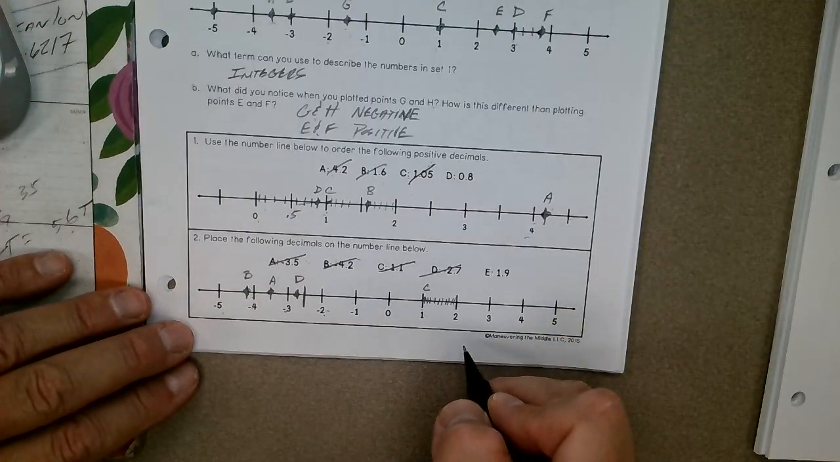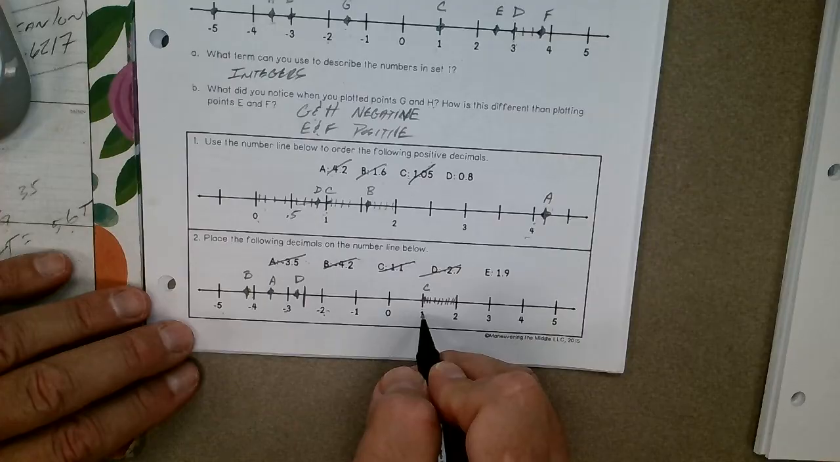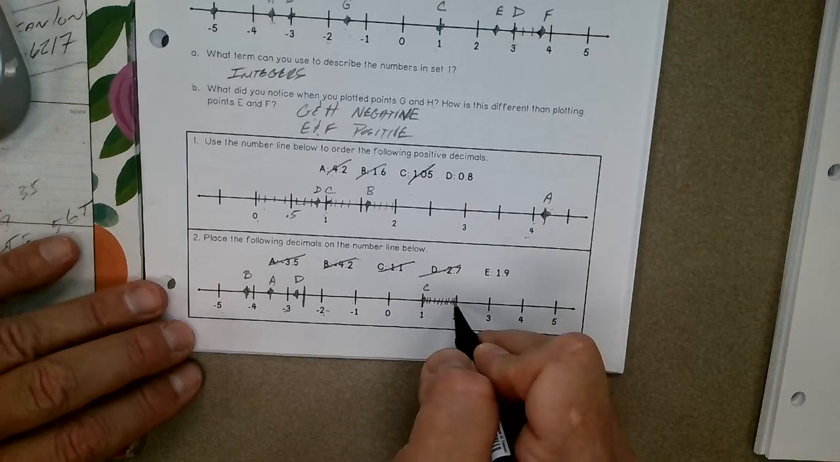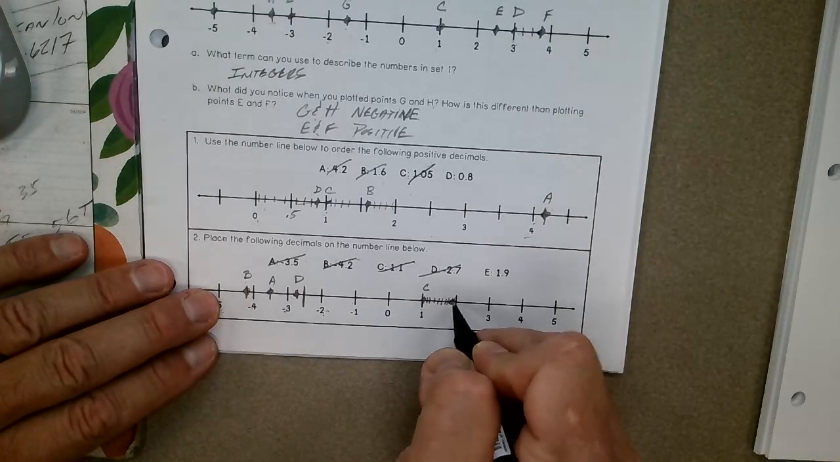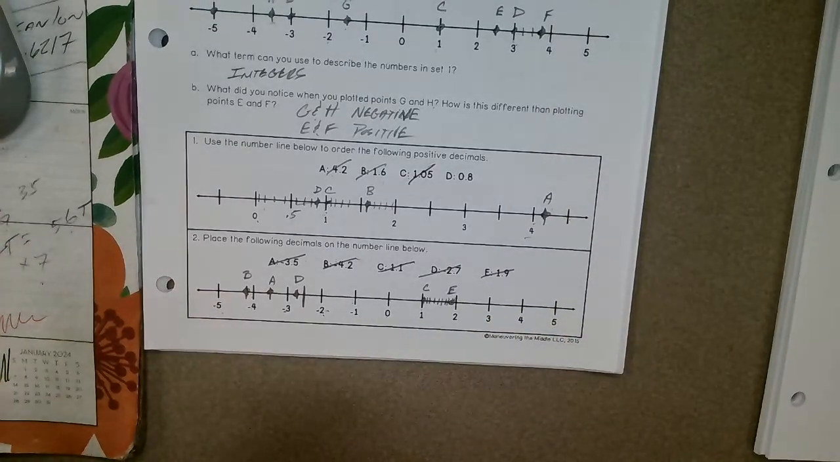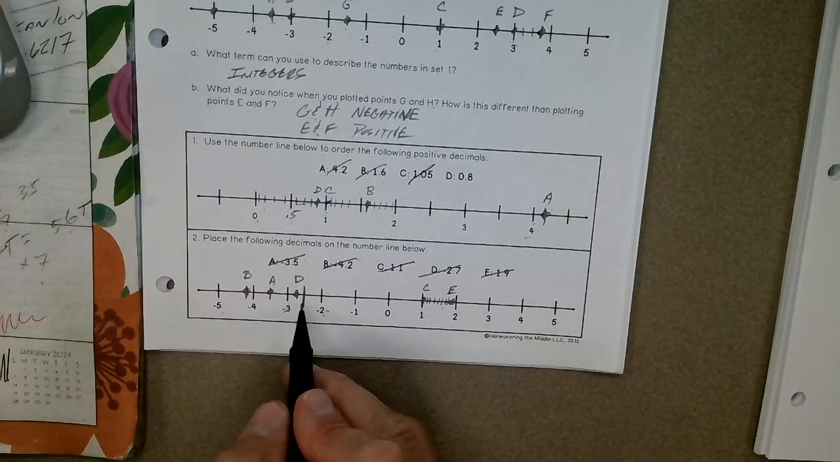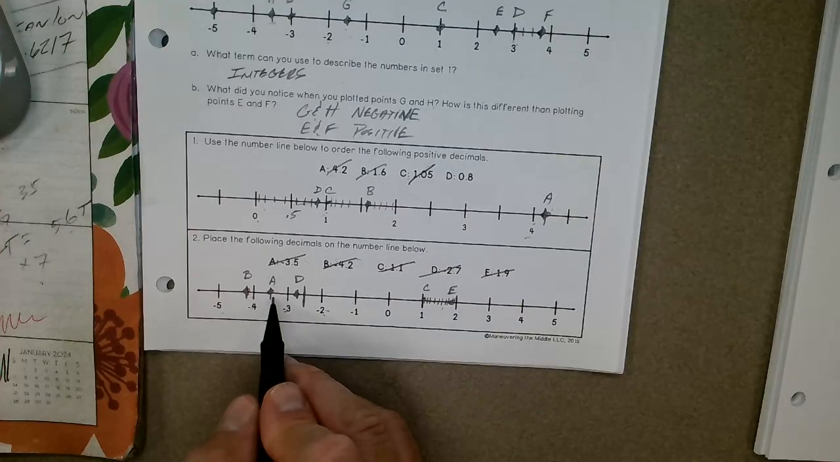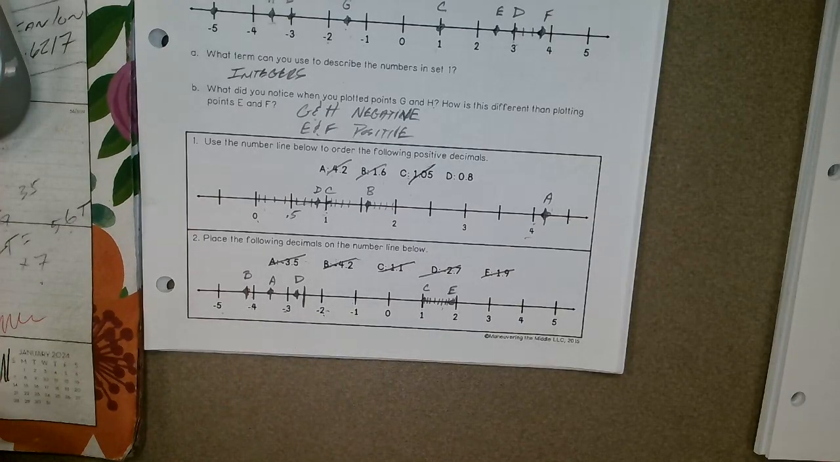1 9/10. Here's 0, here's 1. I already broke that down, so that's going to be about right in there, and that's letter E. So sometimes we need to make intervals, other times we just need to break it in half, and other times we just guesstimate where they go.